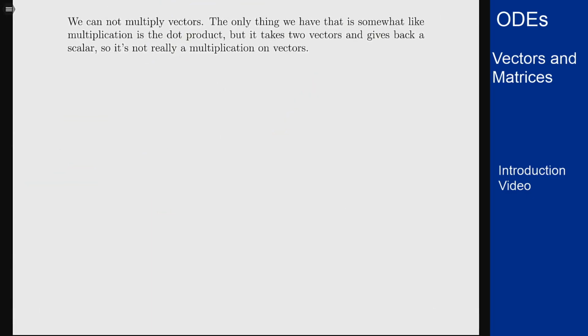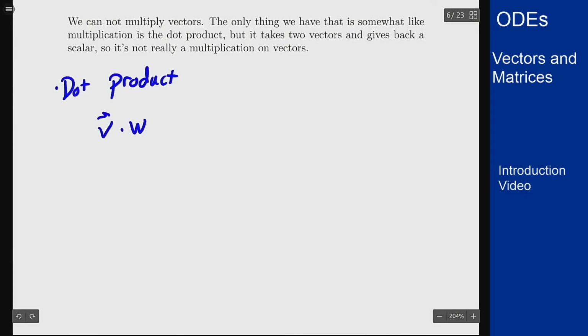The one thing we can't do is multiply vectors. So you may have seen the dot product previously, right? It takes in two vectors, and I can sort of multiply them in some sense, but I get a number out of this. I don't get another vector, so it's not really a multiplication on vectors, because it doesn't take two vectors and give me another vector back. There is not a multiplication defined on vectors.